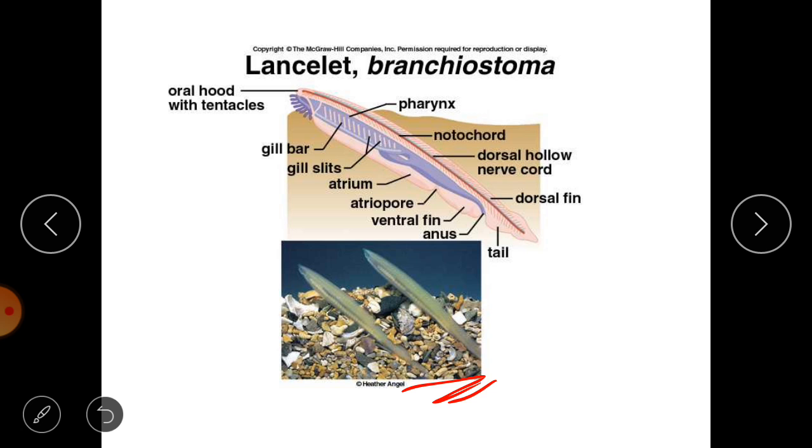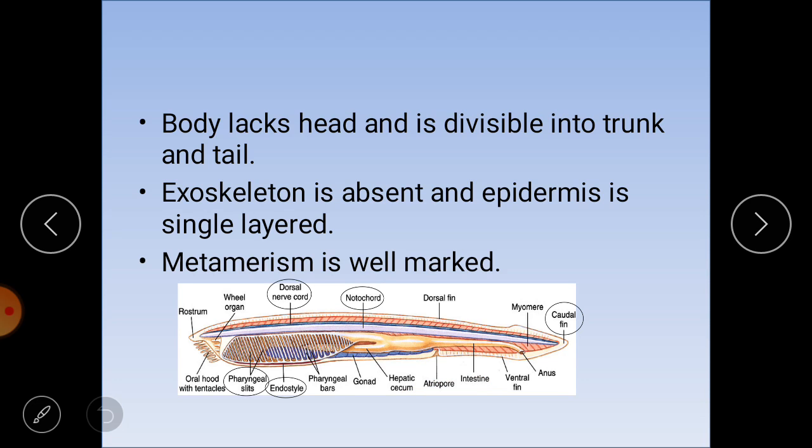The body lacks a head and is divisible into trunk and tail. As you can see in this picture, this is a diagrammatic representation of a cephalochordate, Branchiostoma. You cannot distinguish the head part. Of course, you can say this is anterior and this is posterior, but you cannot clearly say which is the head portion. For example, in arthropods the insect body can be divided into head, thorax, and abdomen. But here there is no distinguishable head portion, so you can only say this is the anterior portion. That is why the whole body is divided into trunk and tail portions.